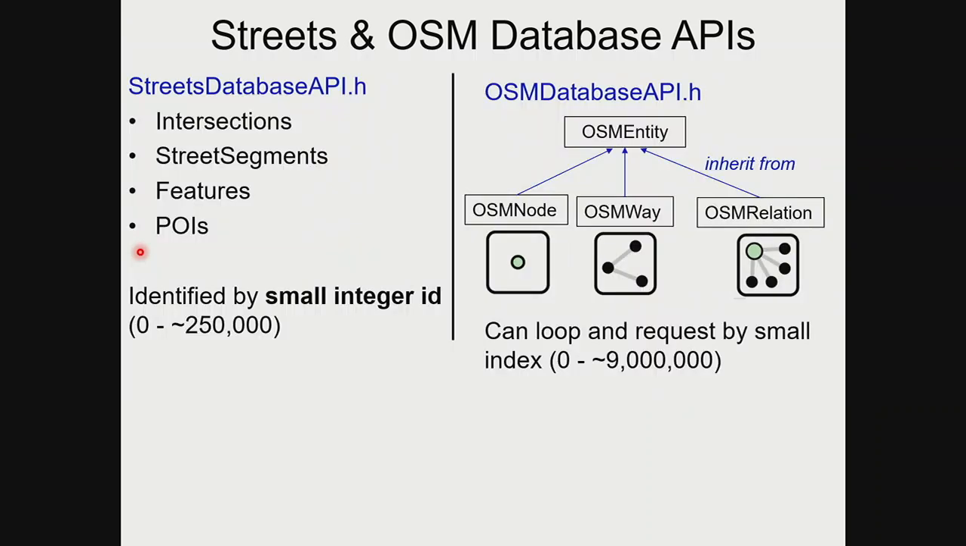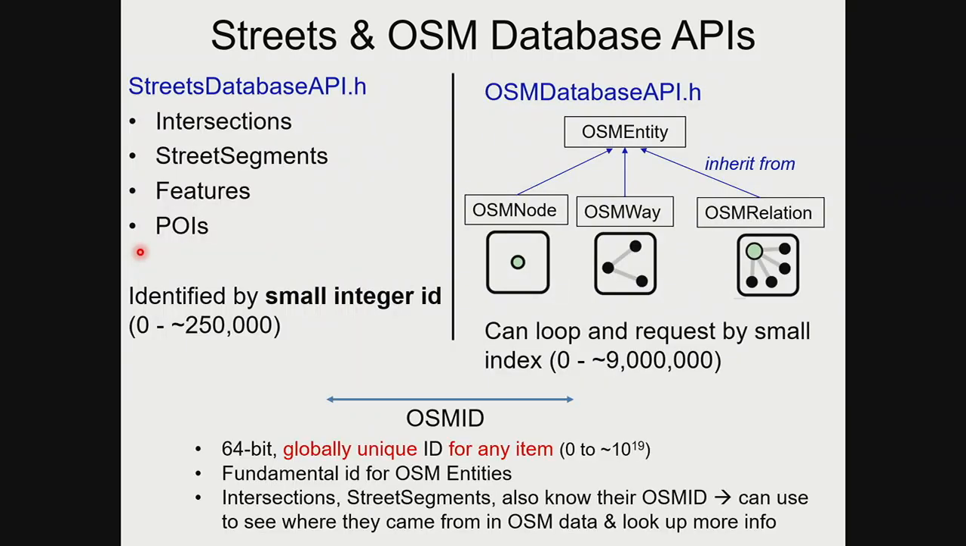And there is a way for you to actually go back and forth between these two APIs for a certain point, for example. If you remember, OSM data is organized by an OSM ID, which is a very big int64 unique identifier for the whole surface of the Earth. So it's unique to each node across the Earth. And in the streets database API, for each of these entities, intersections, street segments, whatever, you can get the OSM ID associated with that so that you can access the underlying data associated with it in the lower level APIs.